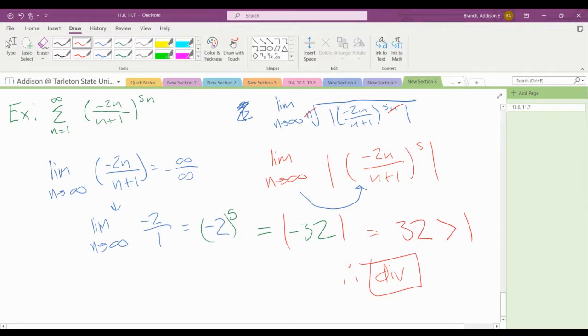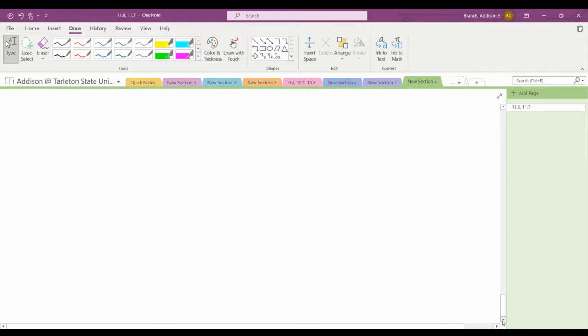All right, so that's pretty much all I have for section 11.6. Neither test is really that complicated once you get used to working with the numbers. It's a lot of algebra for both of these, but the tests themselves aren't that bad. So now we're going to go ahead and move on to section 11.7.